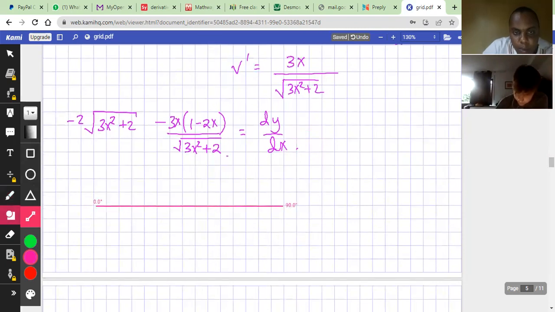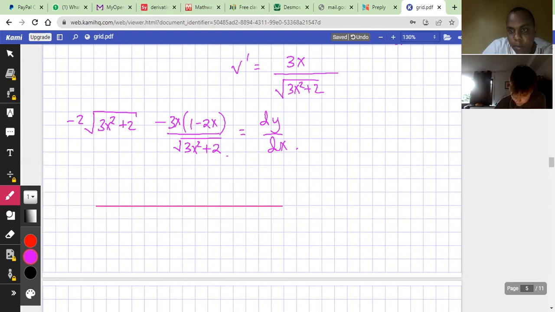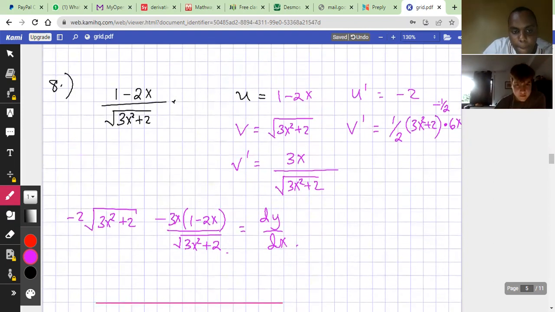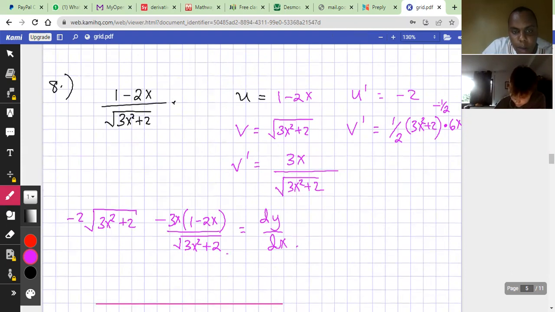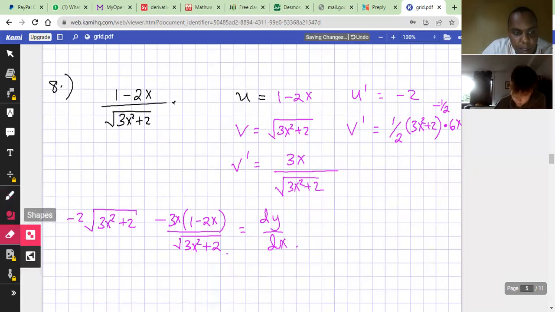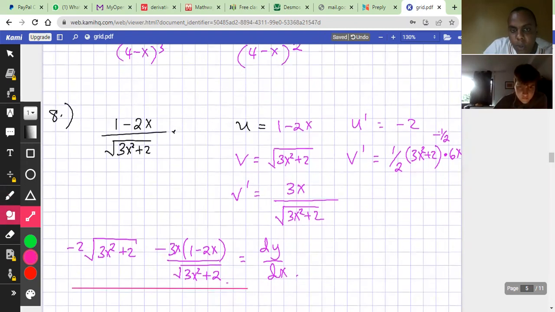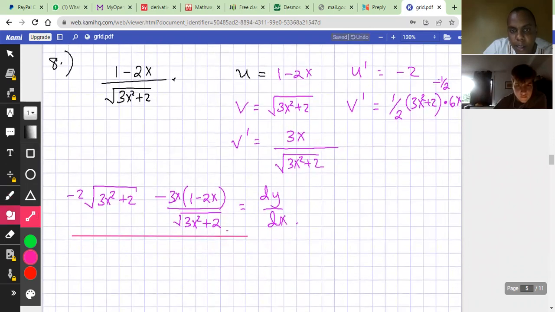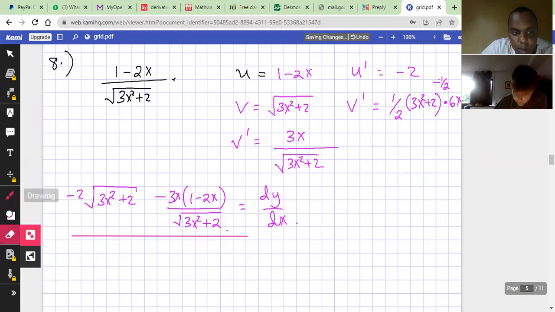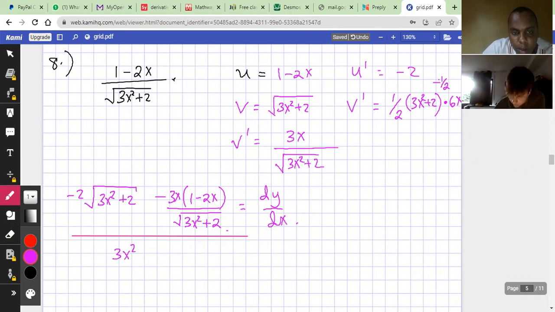We also have to put this over our v, right? For using the quotient rule, we put everything over v squared. And v was that, so v squared would be 3x squared plus 2.